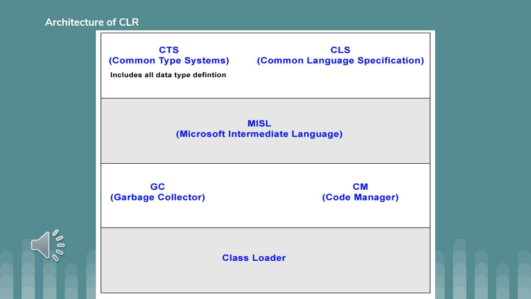CLS, Common Language Specification. It is a subset of CTS. All instruction is in CLS, that is, instruction of CTS is written in CLS. Code Manager. Code Manager invokes class loader for execution. .NET supports two kinds of coding. 1. Managed code. 2. Unmanaged code.